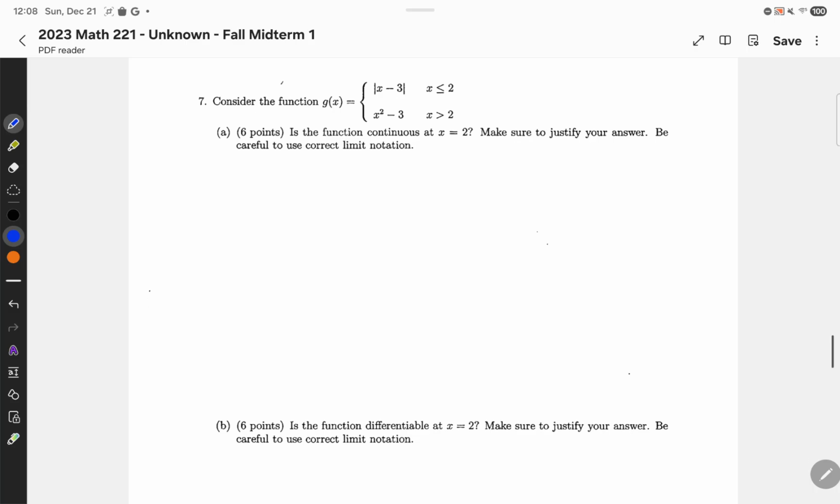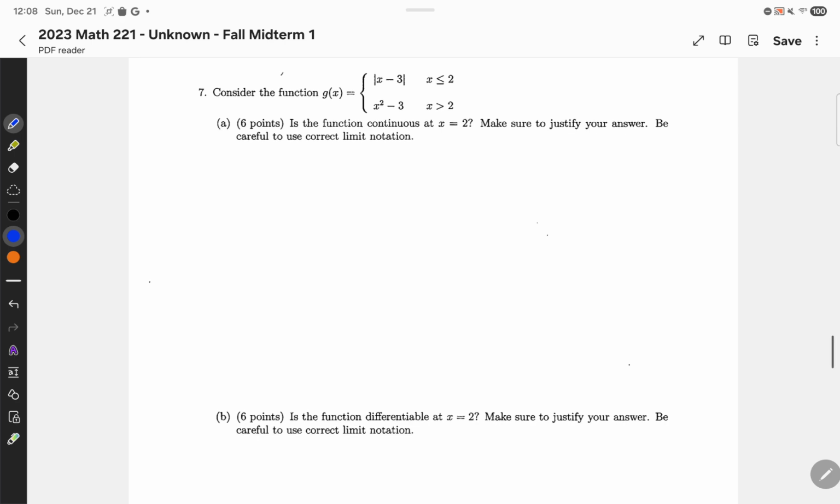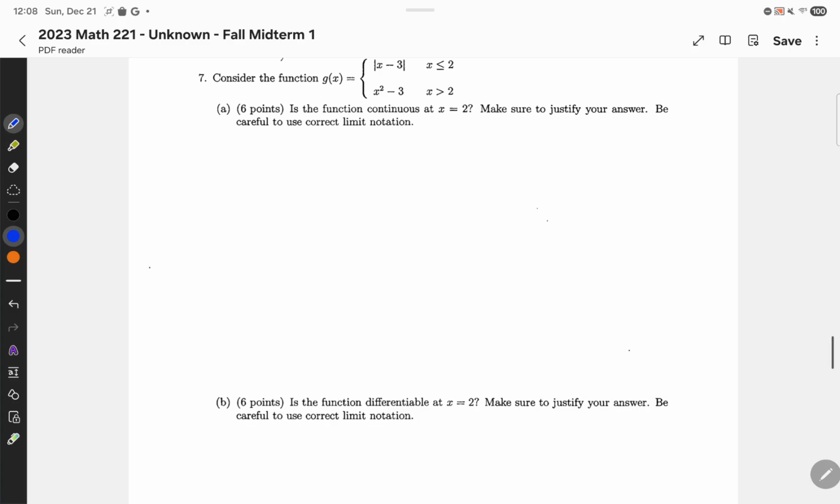Now moving on to question 7, we want to consider the function g of x is equal to this piecewise function right here. And now the first step is we want to see, is the function continuous at x is equal to 2? Make sure to justify our answer. Be careful to use the correct limit notation. So the way we can say a function is continuous is if the limit is equal to the value itself. So we want to show that the limit as x approaches 2 of, no, not f of x, sorry, of g of x is equal to the value of g of x.